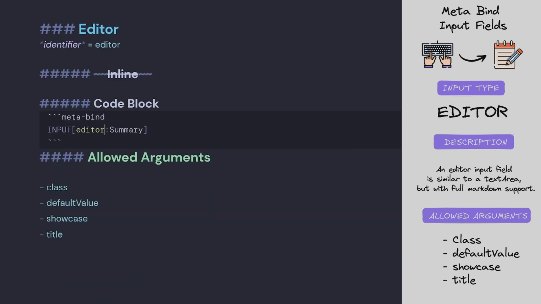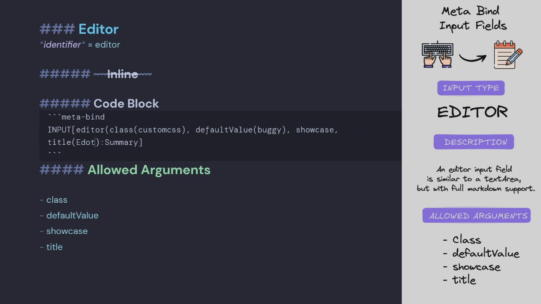If we jump back into source mode, we can put a bracket. We can try put class, brackets again, and then we need to find a class to put in there. I'll just write custom CSS for now. Then we can put a comma and default value. We know that default value is buggy. Put our next one, which will be showcase. Then our next one, title, editor.